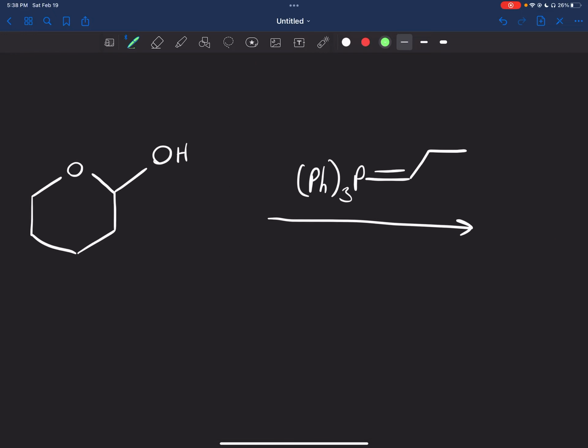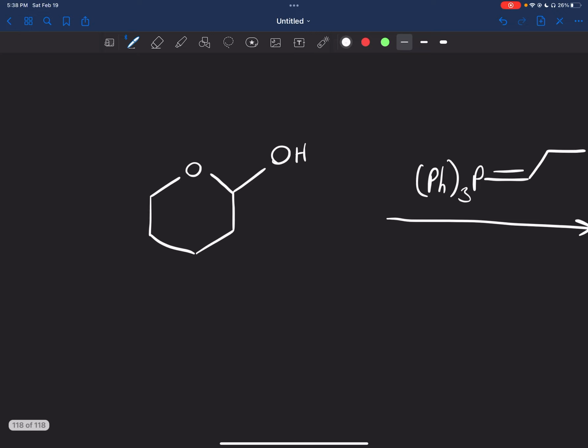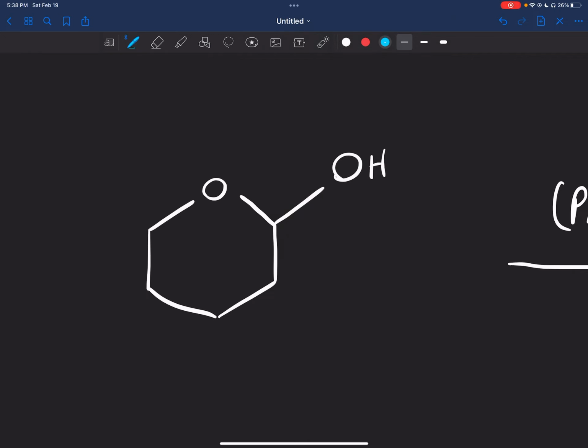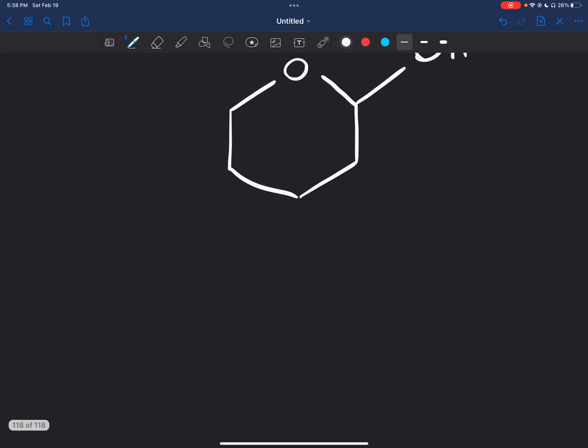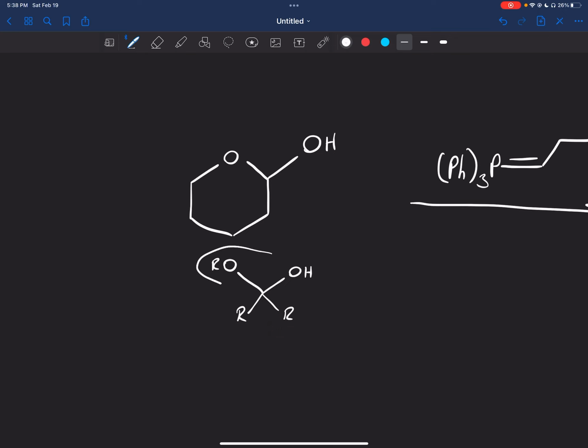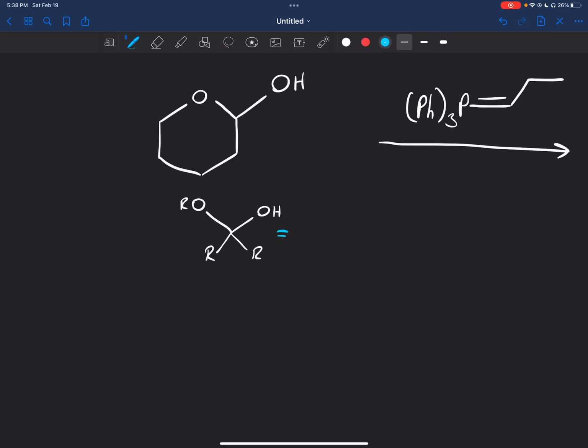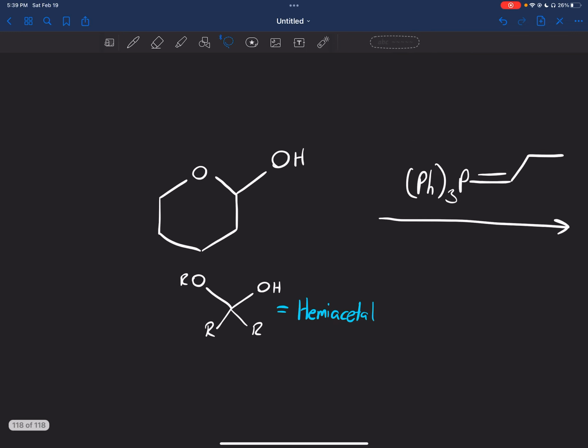Now, let's try to figure out how to do this. So here's the tricky part. Wittig works on carbonyls, double bonded O compounds. I don't have that here. What do I have here instead? Hopefully you guys recognize this functional group. You have a carbon that is connected to two oxygens. One of them is an OH, the other is an oxygen connected to a carbon, which we can call an R group. So another way of writing this is like this. And the carbon itself is connected to two other groups, doesn't matter. But that functional group should be something you're familiar with, and it's called a hemiacetal. So we know this is a hemiacetal.